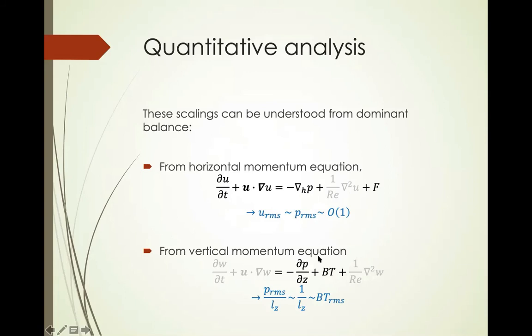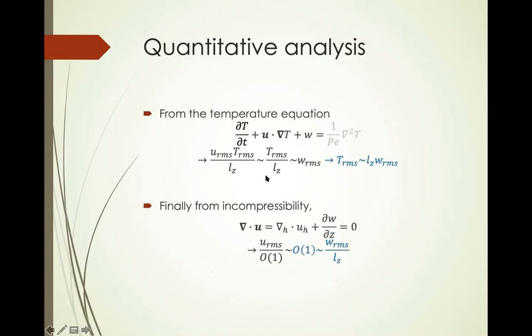From the vertical momentum equation, we just keep hydrostatics. And since the RMS pressure is of order 1, we have 1 over a typical vertical scale must be of order B times the typical temperature. So this is the balance here. From the temperature equation, we're going to ignore the thermal diffusion because the Peclet number is large. And so this gives me something along the lines of temperature fluctuation over LZ times URMS, but URMS is of order 1. And that must be of order WRMS, the vertical velocity. And that gives us an estimate for TRMS.